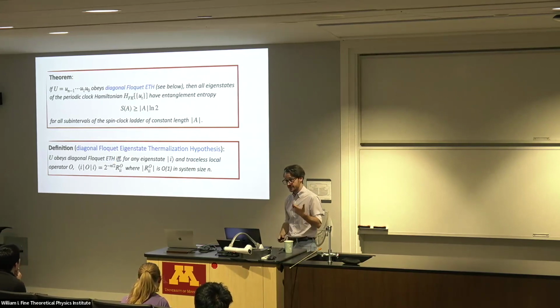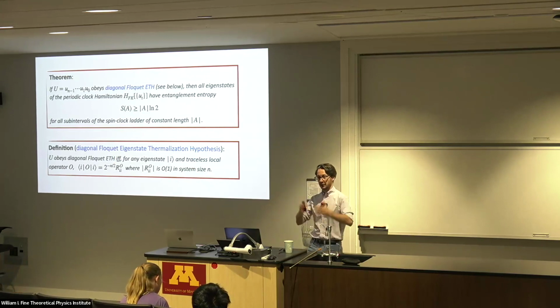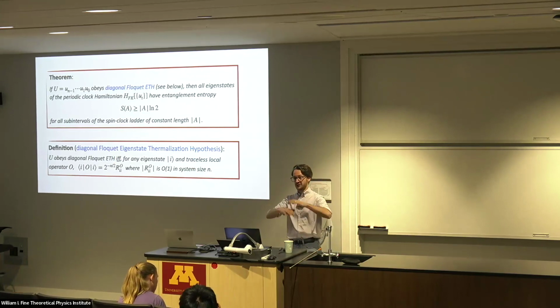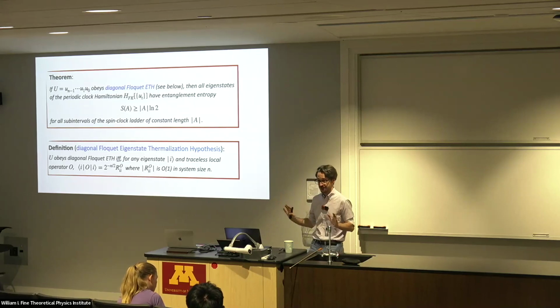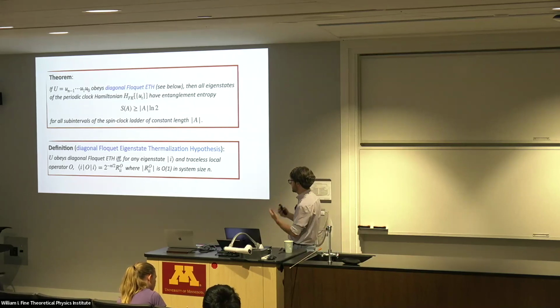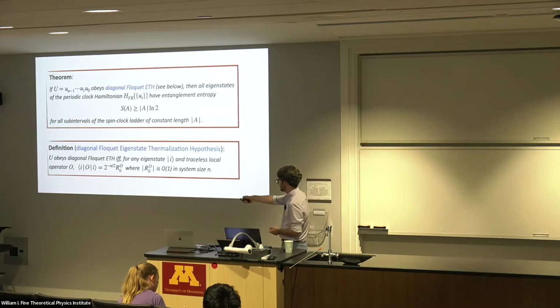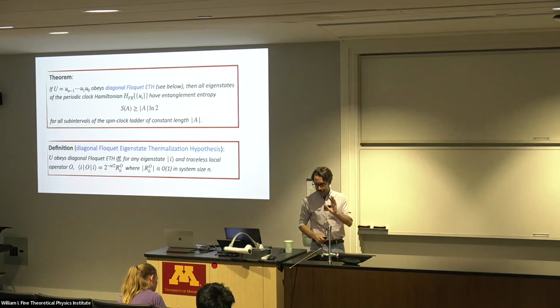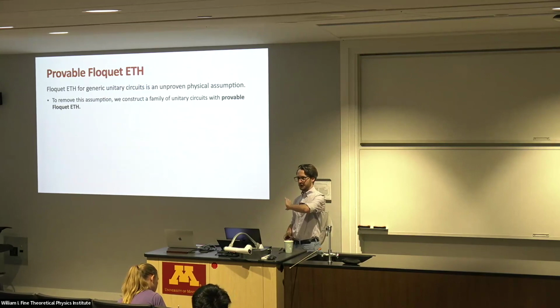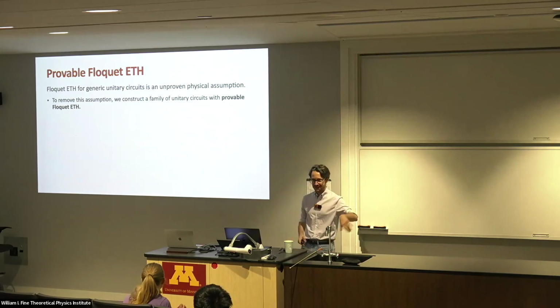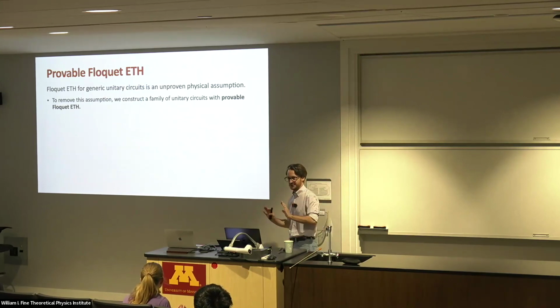ETH stands for eigenstate thermalization hypothesis. It's the statement that these eigenstates should have local expectation values that are all consistent with infinite temperature, meaning very, very small. These eigenstates should look very random. In particular, diagonal matrix elements of any local operator should be exponentially small in system size. Now, this is a physical assumption. It's a very widely believed, thoroughly numerically tested assumption, but nevertheless, it's an unproven physical assumption.